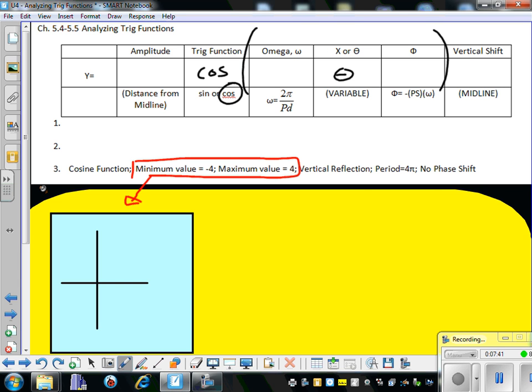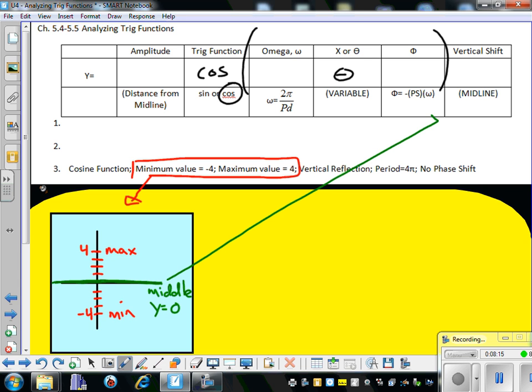So, we need to do a little scratch work here and figure out where exactly our midline is going to be. So it tells me my maximum point is 4. My minimum point is at negative 4. So that was our maximum and our minimum point. Well, where's the middle between positive and negative 4? Well, the middle in between is at y equals 0. So our midline then is y equals 0. Well, how far do we go above and below that midline? Well, we went up 4 and we went down 4. So our amplitude is 4.